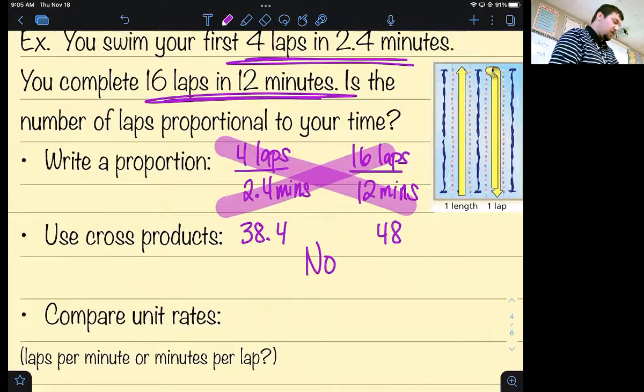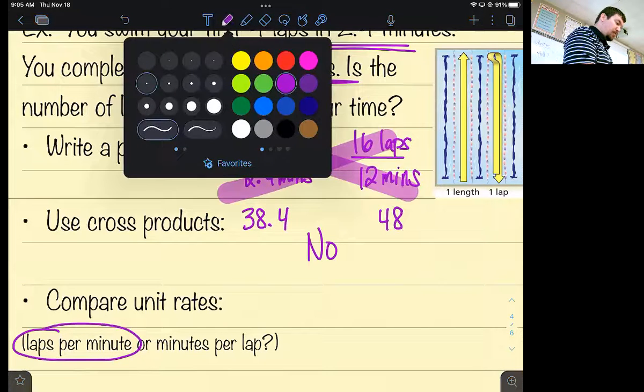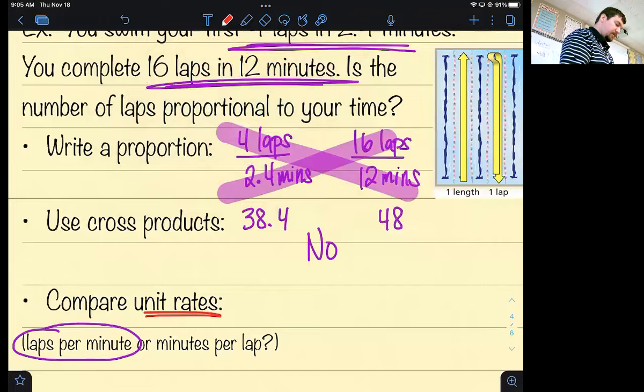Compare the unit rates. We're going to do laps per minute. You wouldn't do minutes per lap. You do laps per minute. Again, this is using method 2 because it says find a unit rate. What do I do to find a unit rate? Divide. So this is method 2. What is 4 divided by 2.4? 0.6 repeating. Okay, and that's laps per minute.